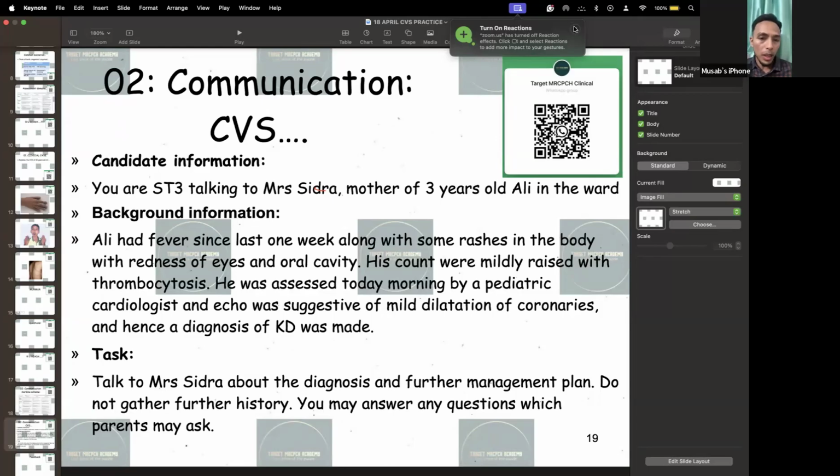So today we discussed Ali's condition, and the probable diagnosis that we think about, Kawasaki's disease. We have also told about the basic management, what we might be doing. And I've also told you that I'll be giving you some information to read from a leaflet and website.